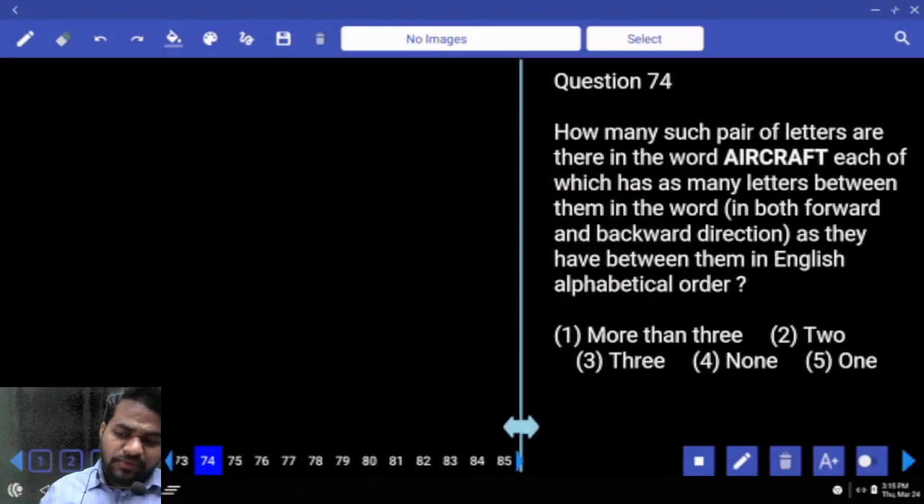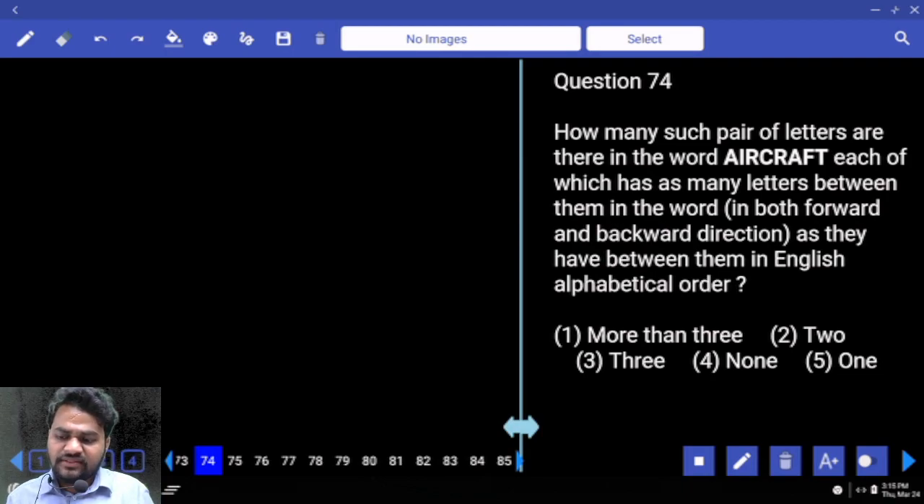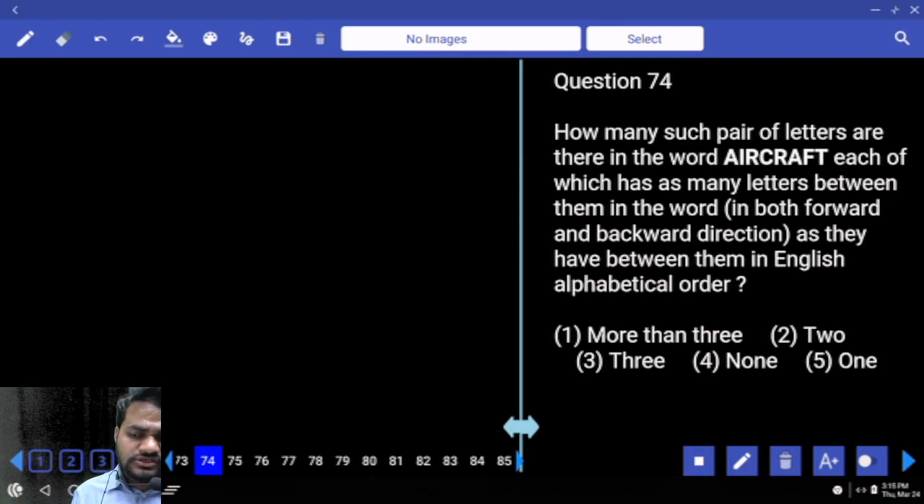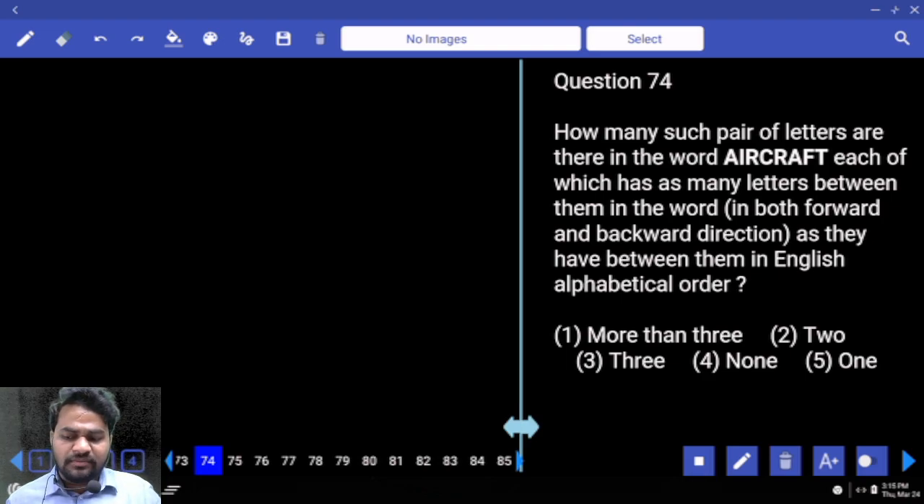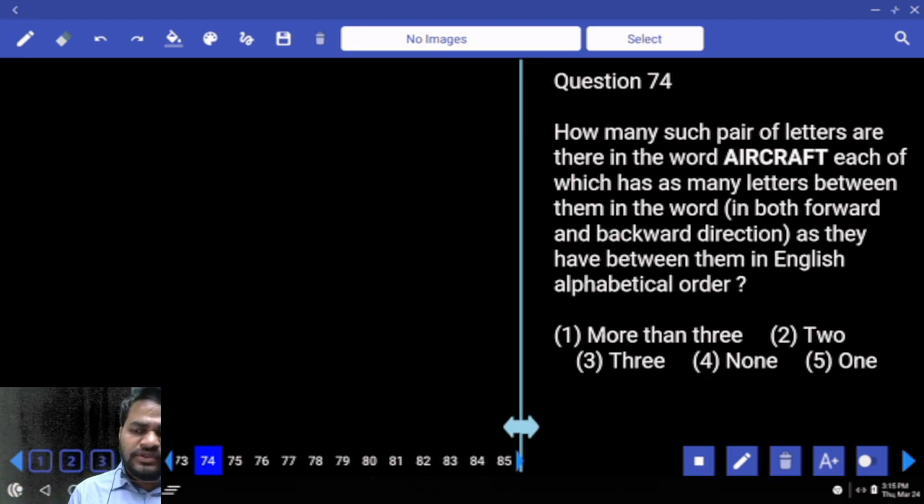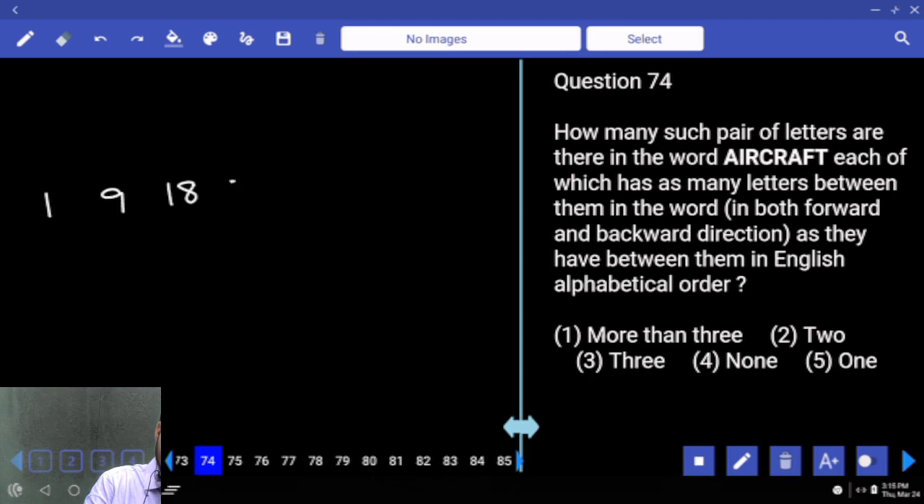Next, how many such pairs of letters are there in the word AIRCRAFT, each of which has as many letters between them in the word in both forward and backward direction as they have between them in English alphabetical order? So AIRCRAFT: A is 1, I is 9, R is 18, C is 3, R is 18, A is 1, F is 6, T is 20.